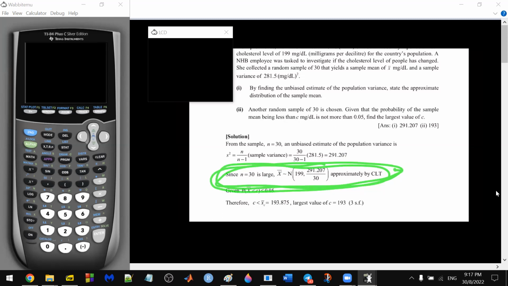N is large, x bar follows N, then give the mu, give the variance sigma square over n, no n square, just divide by n. Then approximately by CLT. This is a standard phrase, very accurate and also very short, short and concise. Very nice. Accurate as well.